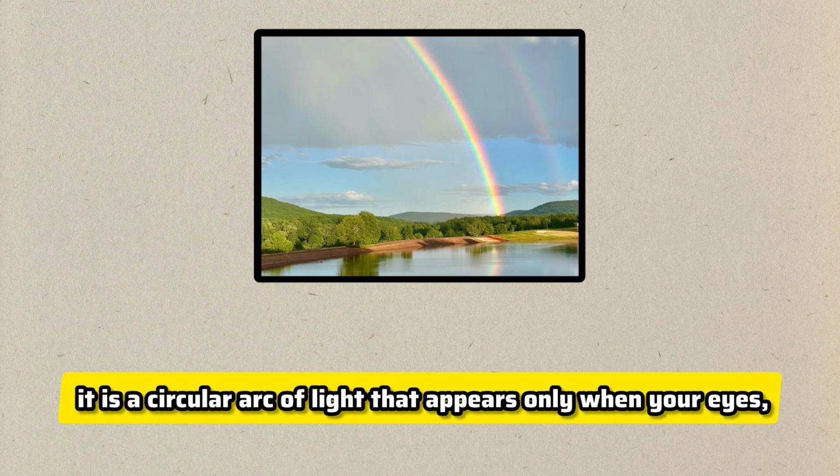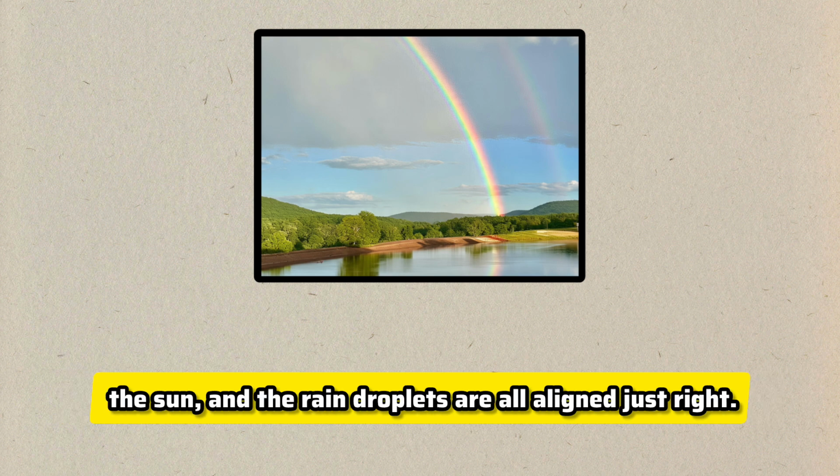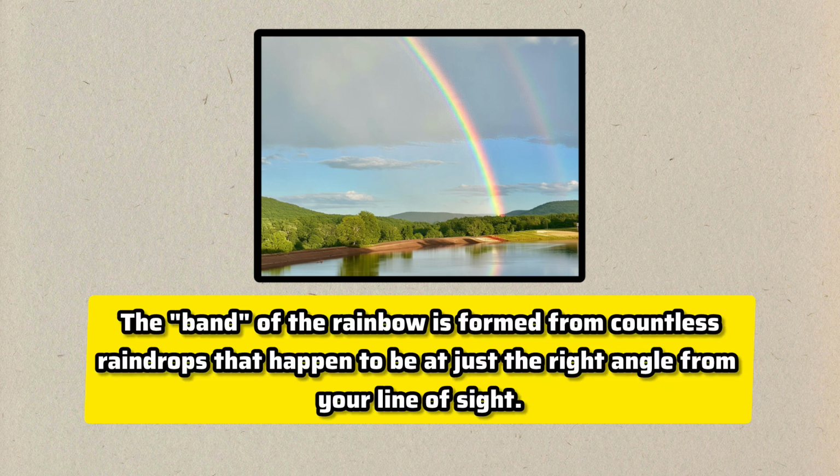It is a circular arc of light that appears only when your eyes, the sun, and the rain droplets are all aligned just right. The band of the rainbow is formed from countless raindrops that happen to be at just the right angle from your line of sight.